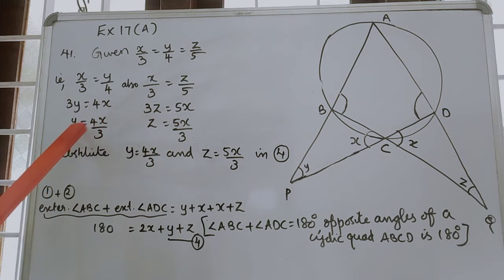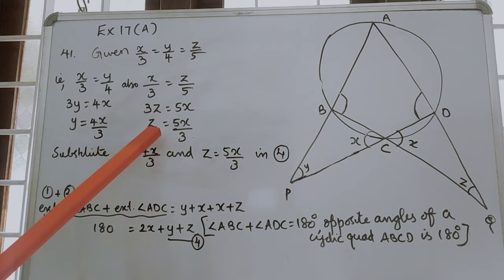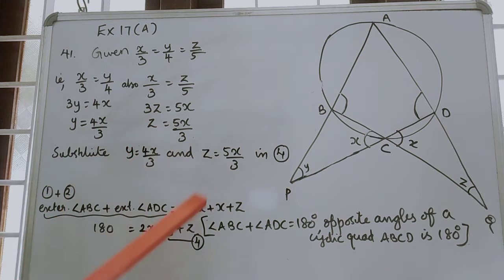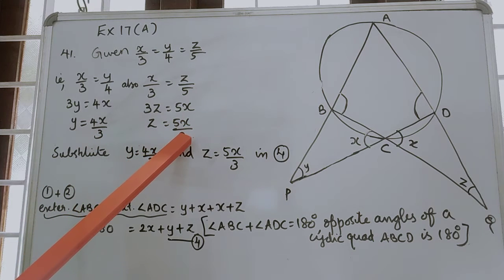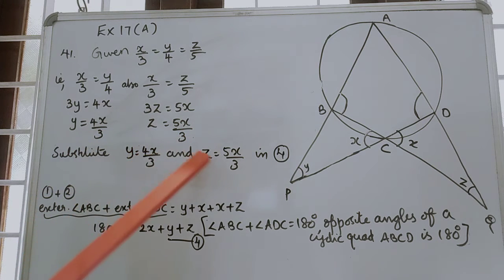Why are we taking this x, y and z? We want to substitute this y and z in equation number 4. We got equation number 4 as 180 is equal to 2x plus y plus z. So instead of y we can write in terms of x, and z also in terms of x, so that we can add. So y is equal to 4x by 3 and z is equal to 5x by 3. Substitute this y and z in equation number 4. Therefore equation number 4 we have 180 is equal to 2x plus y plus z.